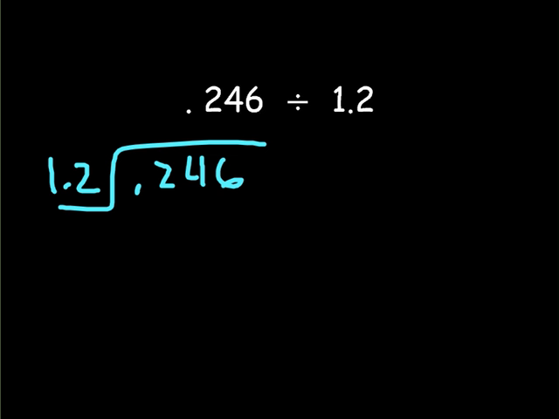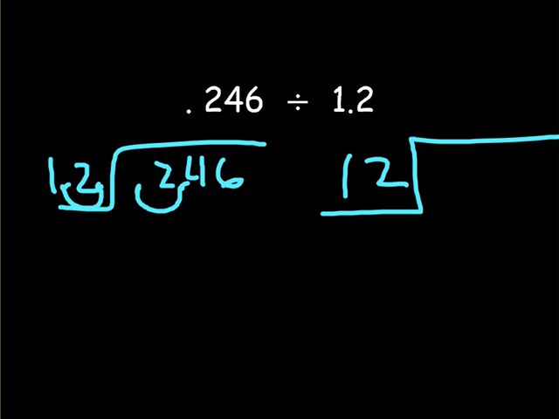When you're dividing with a decimal, the divisor should not contain a decimal. So if you multiply by a power of 10, in this case, we just need 10. We multiplied by 10, so we have to also multiply the dividend by 10. So now we have a new problem, 12 into 2 46 hundredths.